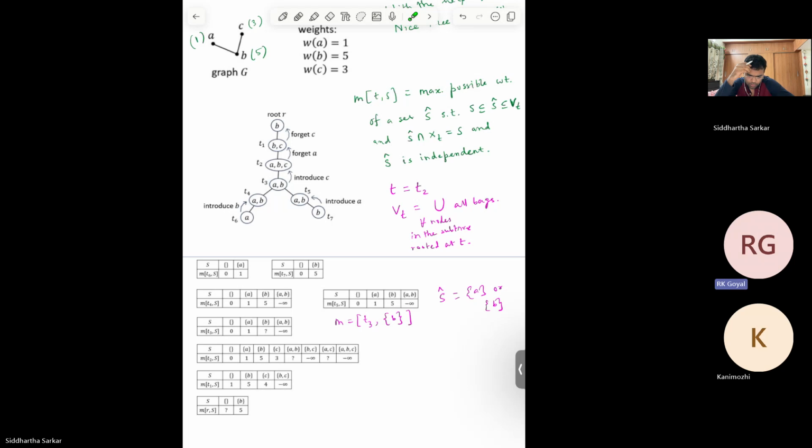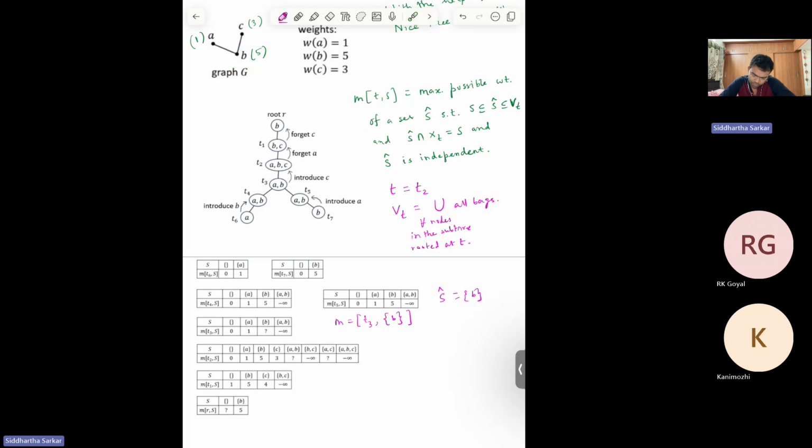So come again, A is not allowed. Why? Because if I consider say S cap is equal to A, then if I take the intersection of A with XT, which is A comma B in this case, then the value will come out to be A. True. So you want this to be S. S is already B. Then how can A be S cap? So A is already ruled out. So clearly S cap has only one choice. It has to be B, and therefore we'll just populate this with the weight of B. So weight of B is 5.